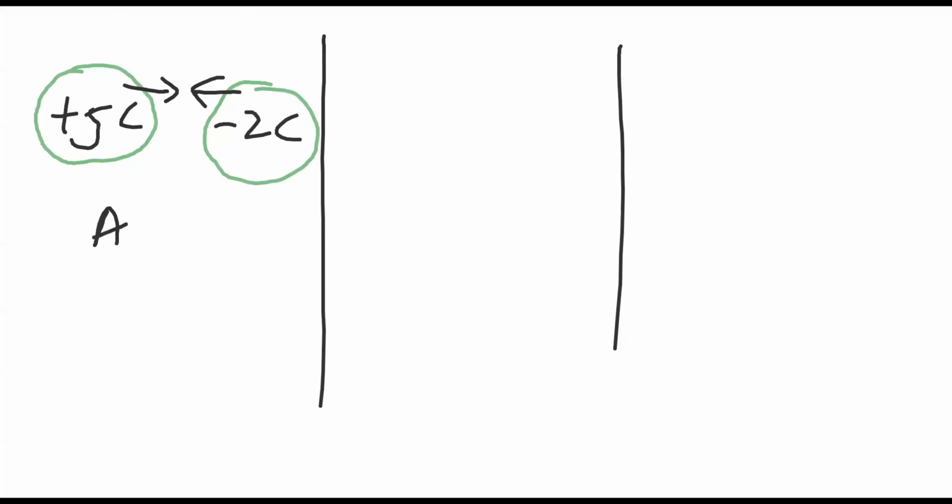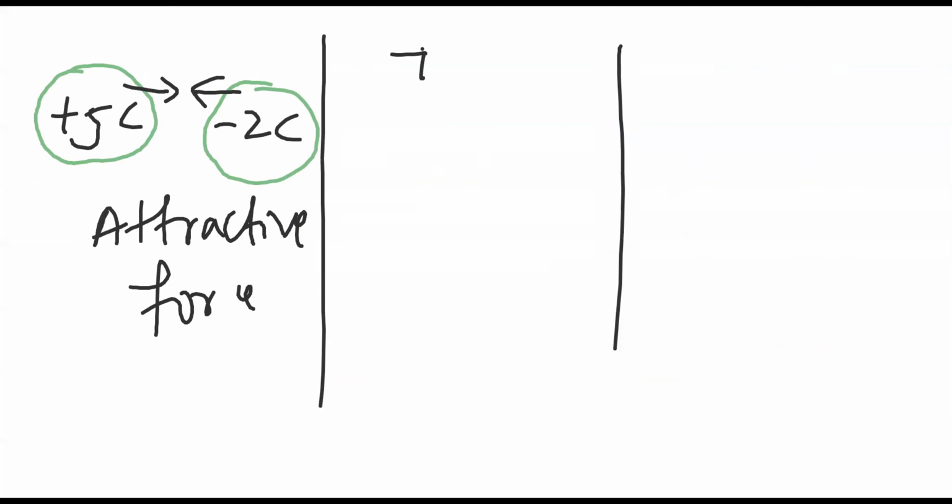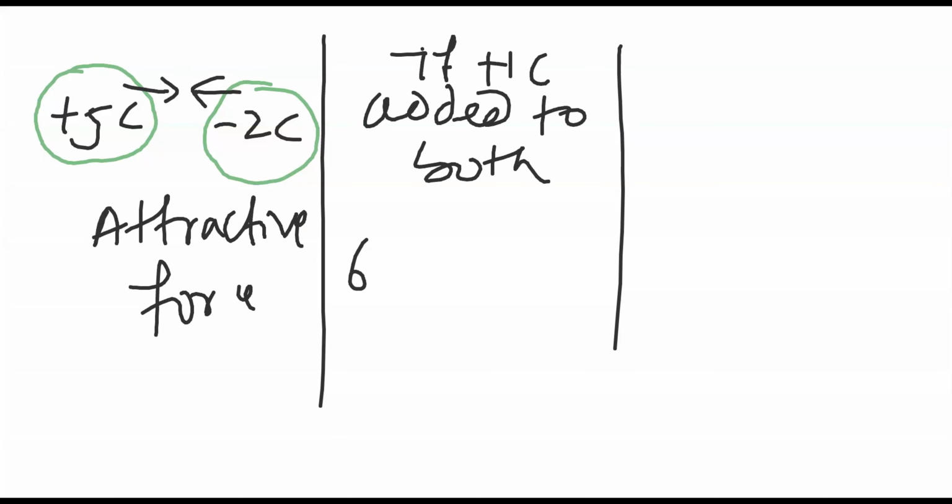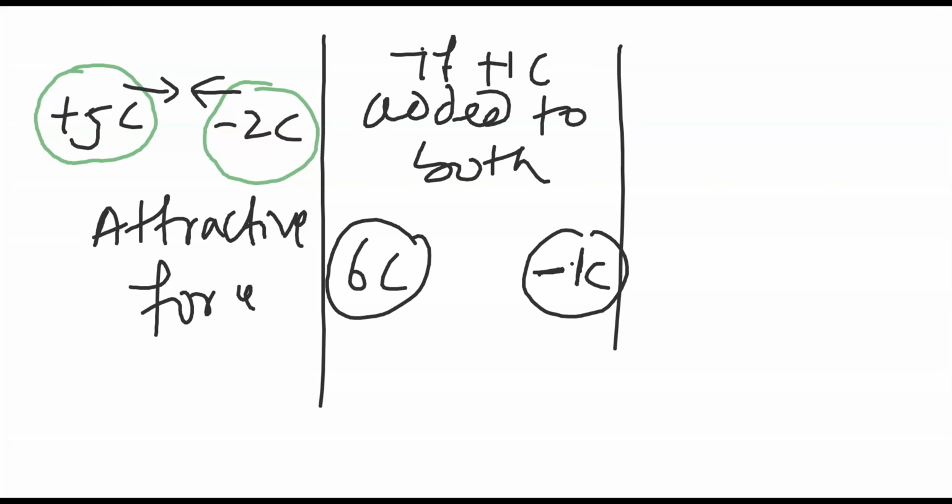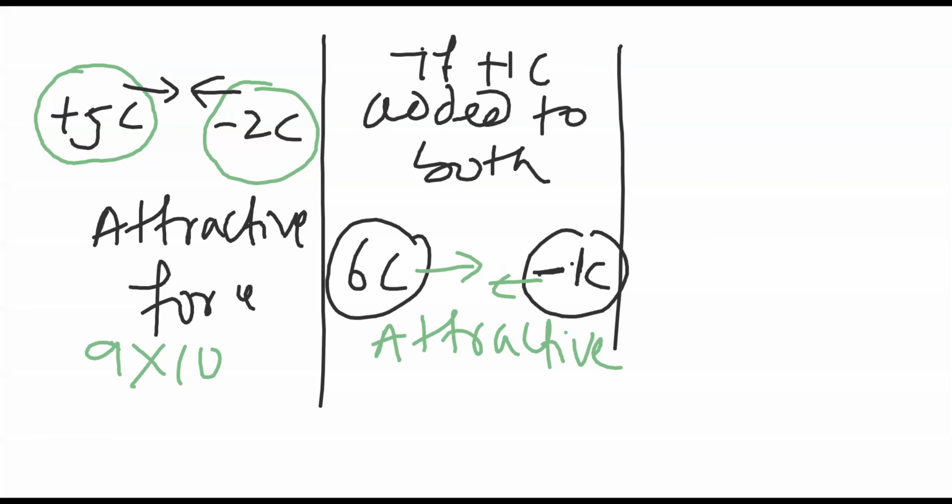Okay, so here what is that? Attractive force. If a plus 1 coulomb is added to both, then it becomes 6 and it becomes minus 1. Then is it still attractive? Yes, still attractive. And you get the force here as 9 into 10 to the power 9, if the distance is 10 meter, 9 into 10 to the power 8. Here you got 5.4 into 10 to the power 8.